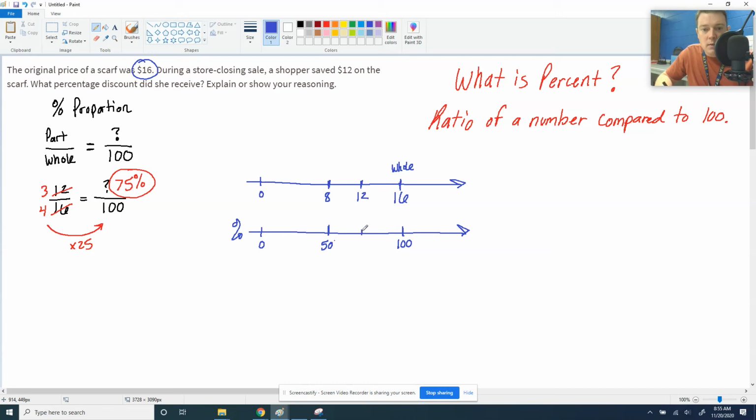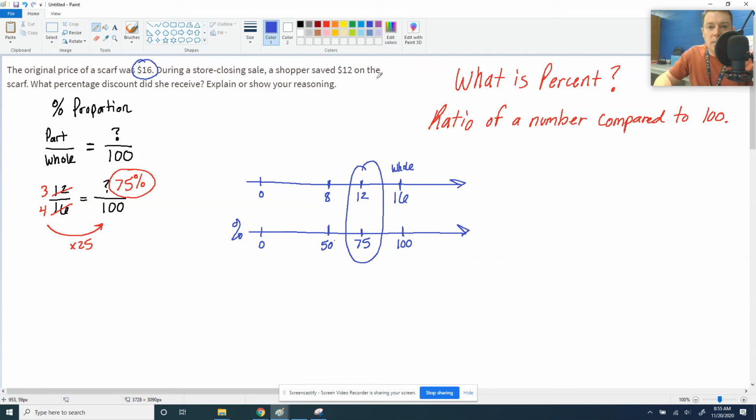And you can see that 75 is directly between 50 and 100. So you kind of have a visual way of doing it with the double number line. It's more of a visual person's guide. It works good for easier numbers, but as the numbers get harder, it's not always the best method. But we can see there that 75% is the answer.